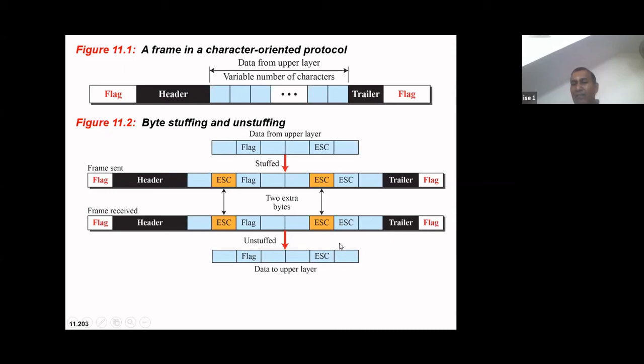It will be checked whether this entire data part is in error, by matching with the CRC, cyclic redundancy check. If the CRC that is calculated over the data is the same as the CRC which was sent by the sender, the receiver will come to know that the data is not in error, and hence it will accept it and push this data part to the network layer.